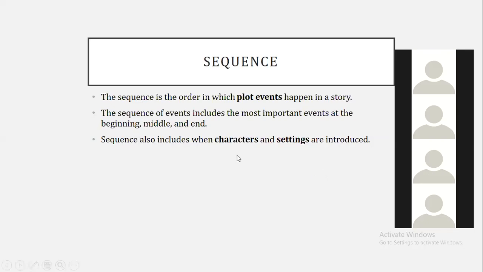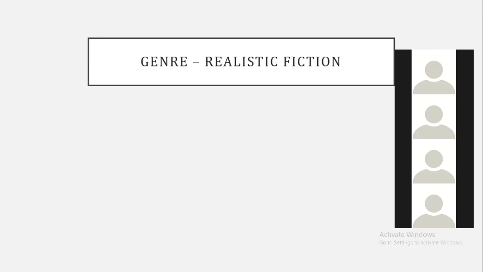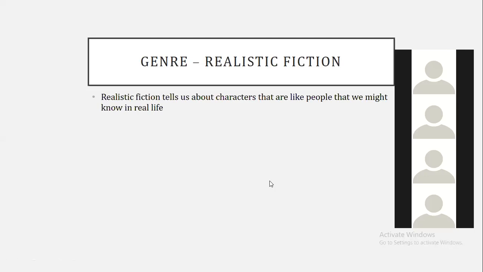No problem. All right. So that is sequence, guys. Now we're going to just review realistic fiction before we move on. Somebody remind me, what is realistic fiction? What is realistic fiction, guys? Hi, Melek. Are you there? Yeah. What is realistic fiction? It's a story that could happen in real life. All right, but is it a real story? No. Excellent. Realistic fiction tells us about characters that are like people that we might know in real life.